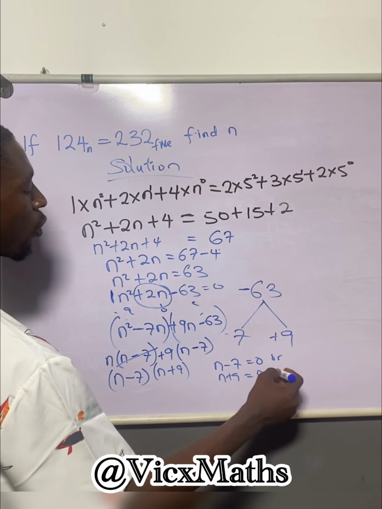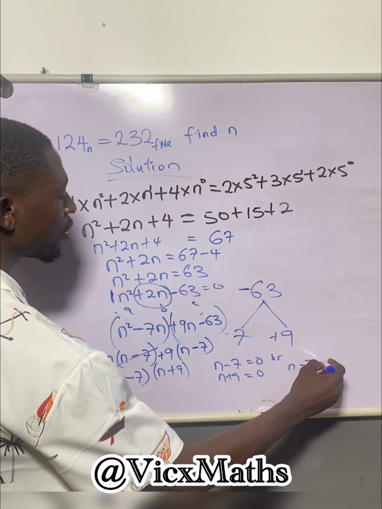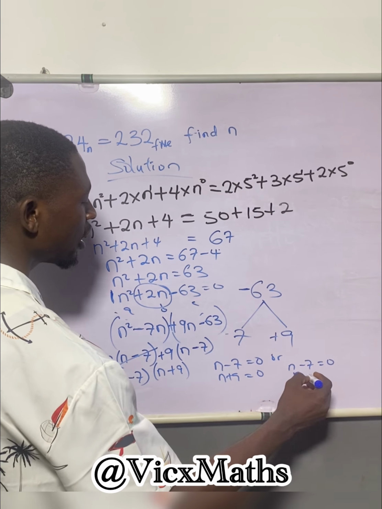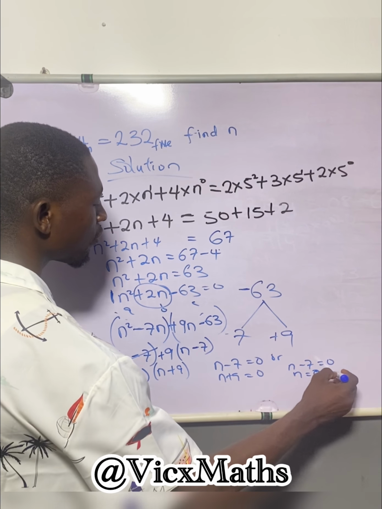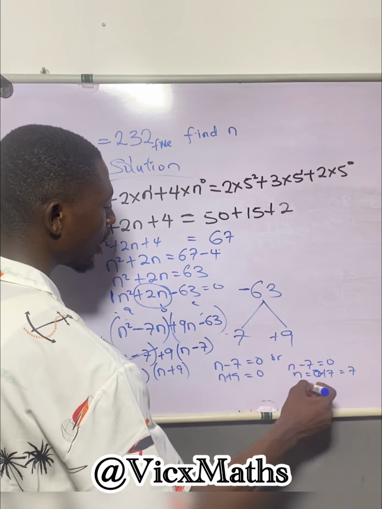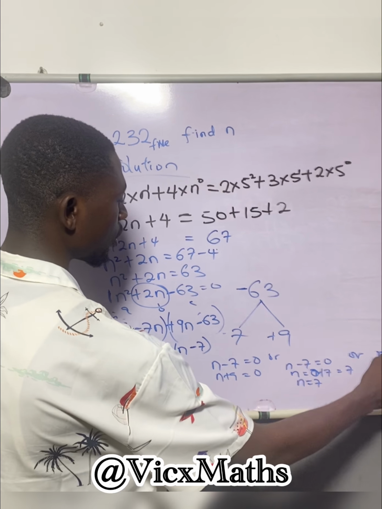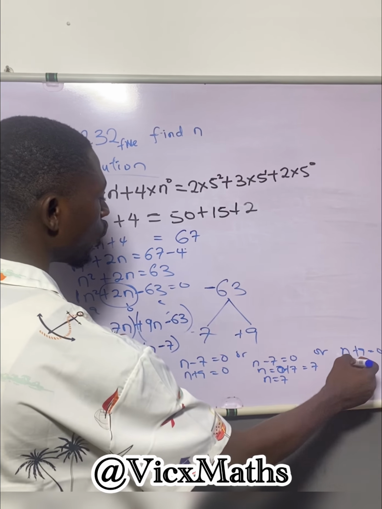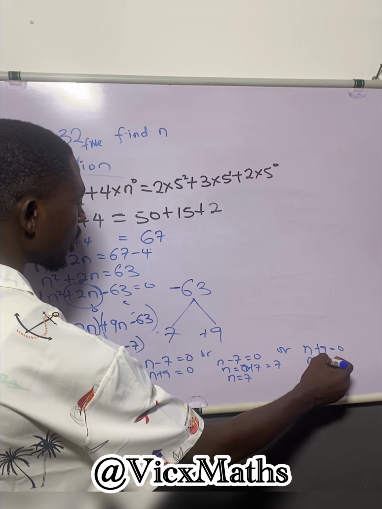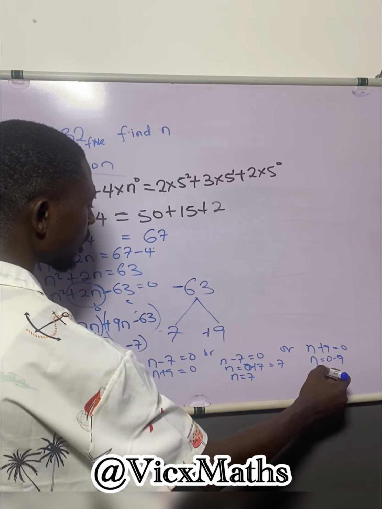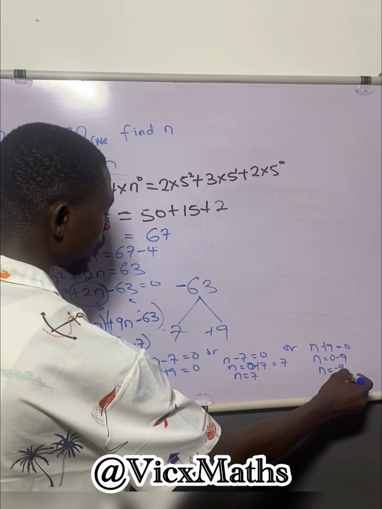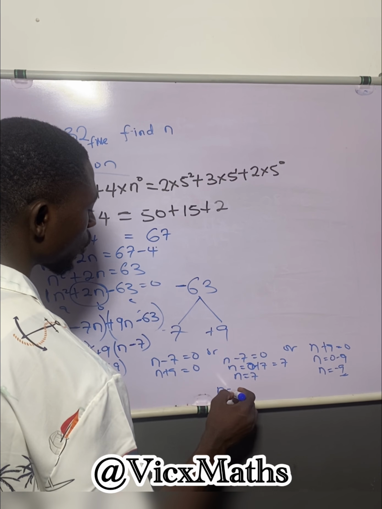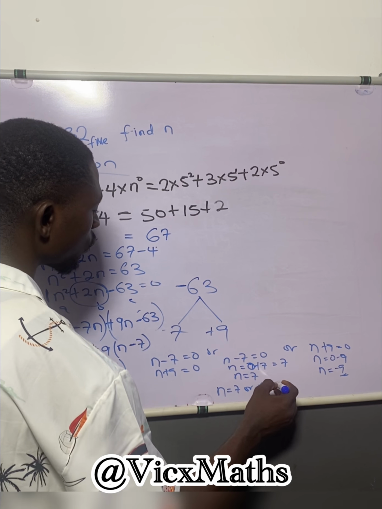So your final answer will be n minus 7 equals 0. When this 7 crosses the equality sign, minus 7 becomes plus, so you have 0 plus 7, which is 7. So n can be 7. Or n plus 9 equals 0. When this 9 crosses the equality sign, I'll have 0 minus 9, which gives n equal to minus 9. So your answer is n is equal to 7 or n is equal to minus 9.